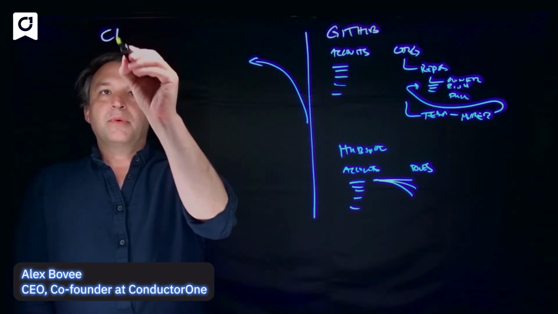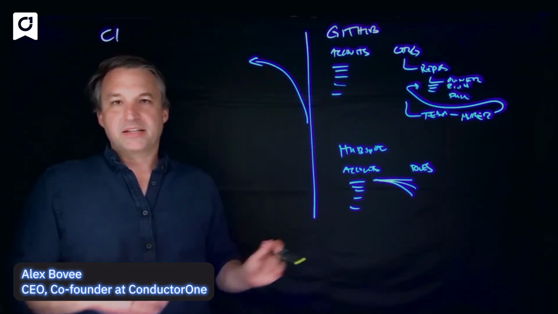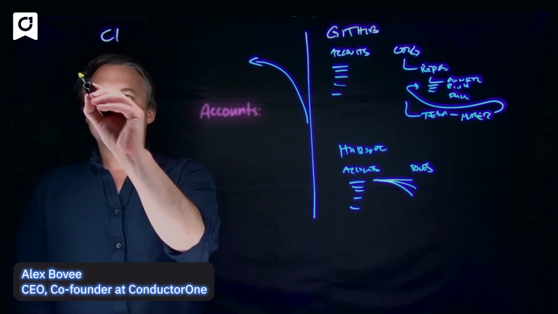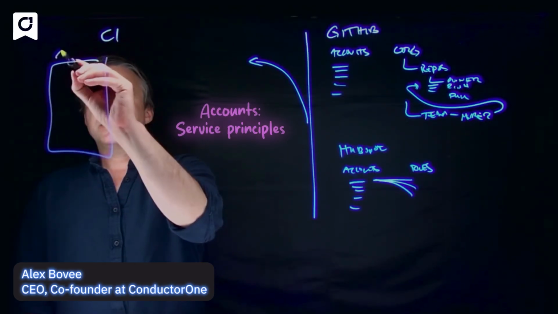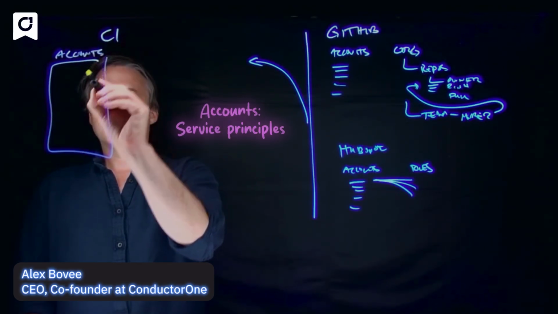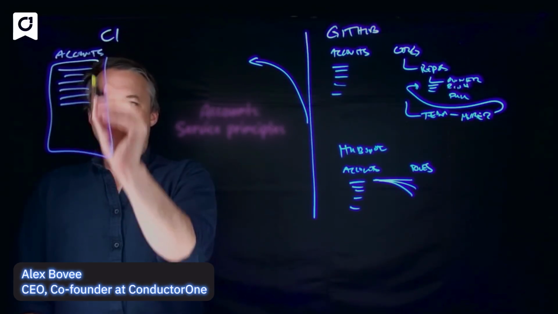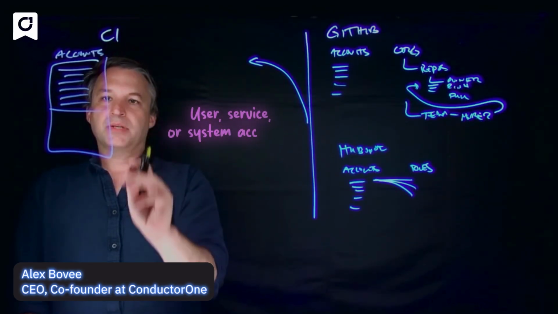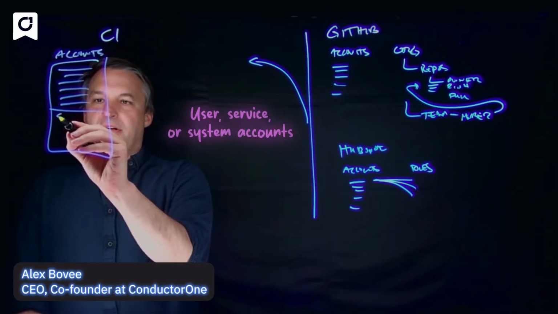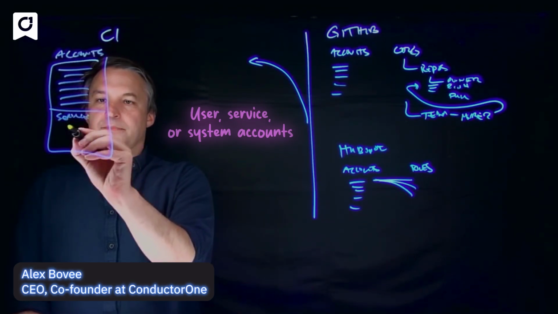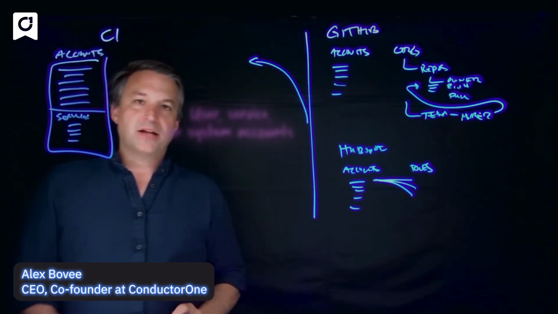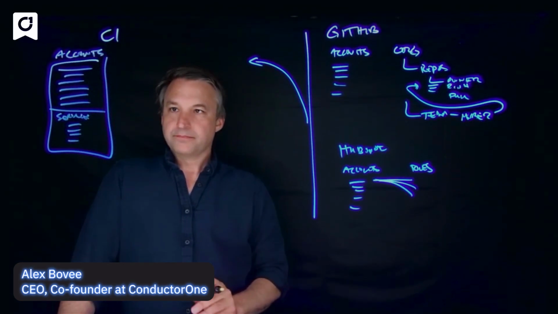The ConductorOne data model comprises several things. One is we have accounts, which are effectively service principals. So we have accounts here. These can be users. These can be local accounts. There can also be service accounts. So these are non-human accounts that might be shared identities.